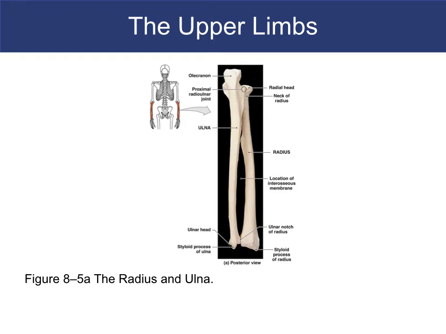Notice that the radius up here fits into that radial groove. You don't really see it in this view, but right up there. And there is a joint between the ulna here and the radius there, which is called the proximal radio-ulnar joint.